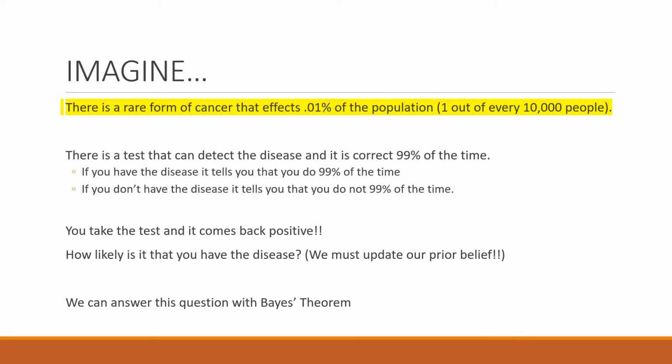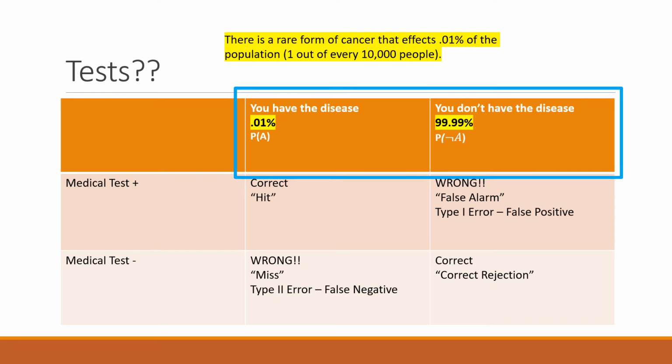All right, so here we are at the beginning. There is a rare form of cancer that affects 0.01% of the population, 1 out of every 10,000 people. So let's go forward to our chart of positives and negatives and false positives and false negatives and figure out where that goes. That goes up here in the very top columns, so it's dividing the columns up. The total for everything that falls under this column all the way down is 0.01%, and the total for this column is 99.99%.